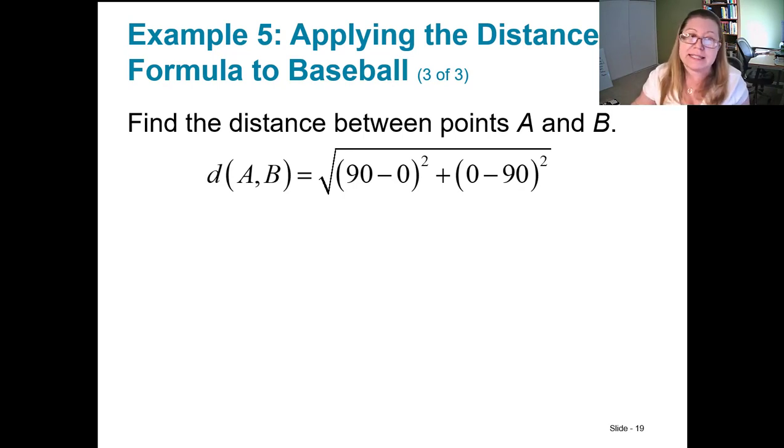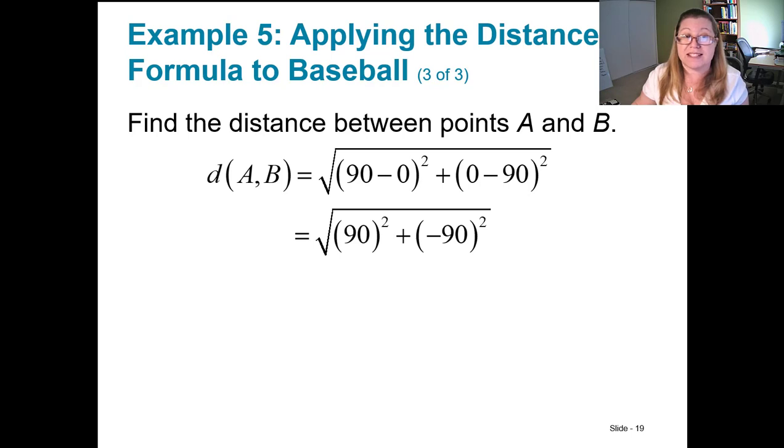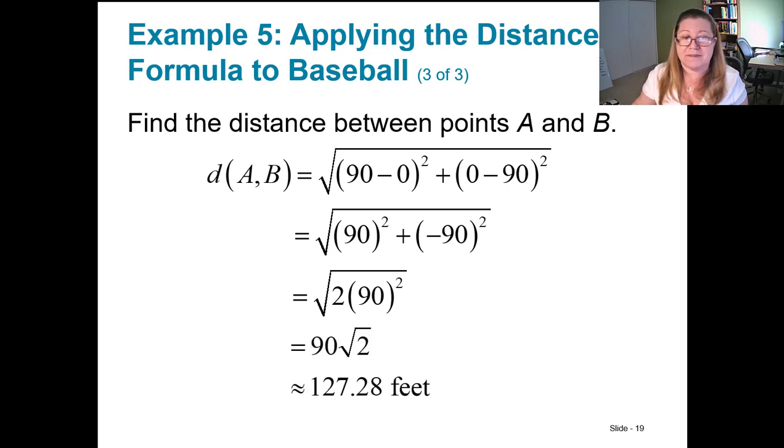Ultimately the distance from A to B is going to be 90 minus 0 all squared plus 0 minus 90 all squared. That gives us 90 squared plus negative 90 squared, which gives us 2 times 90 squared, and it's approximately 127.28 feet. So not too bad because we were dealing with a few zeros.